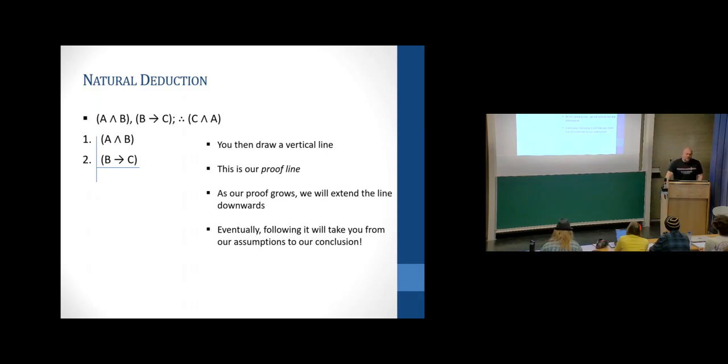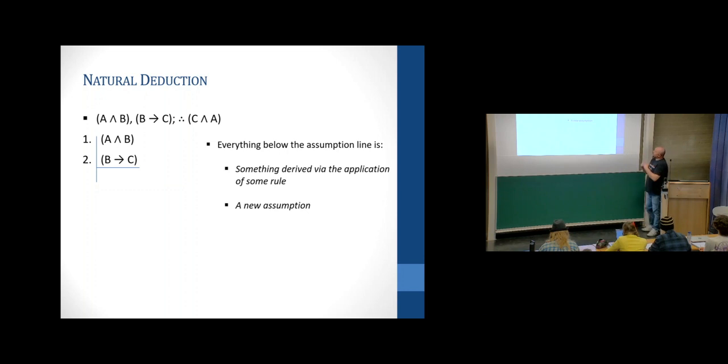Everything below this assumption line, again, is going to be either something we derive using a rule or a new assumption that we make. Good so far? Okay. So again, everything below the assumption line is something derived or something new that we're going to assume. So let's talk about how we do the derivation.